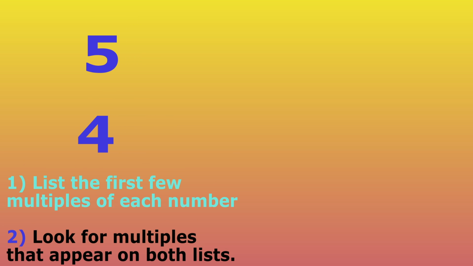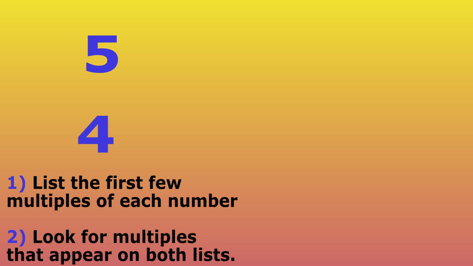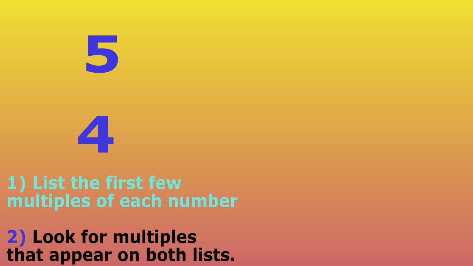Step 1. List the first few multiples of each number. And step 2. Look for multiples that appear on both lists. I find it better to list the multiples of the largest number first, and then work down to smaller numbers. So we'll start with 5 and list its first few multiples.